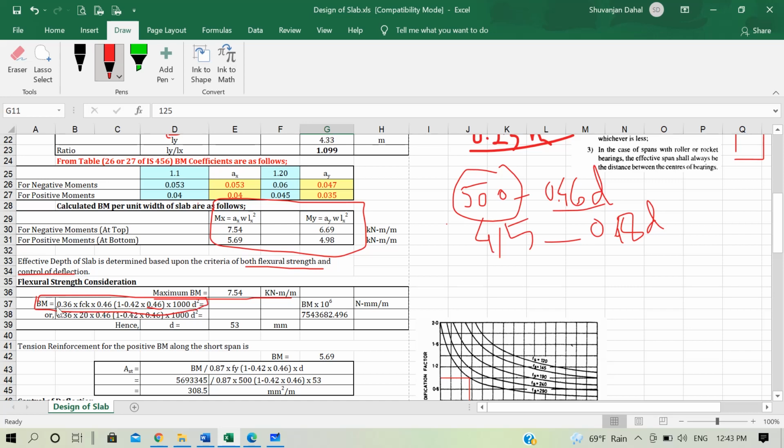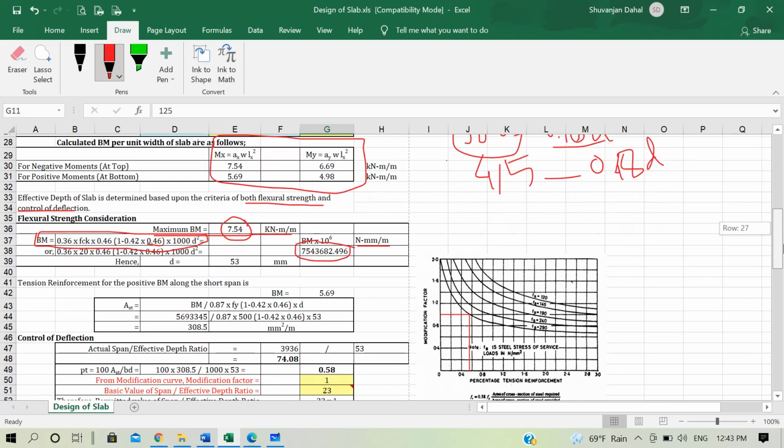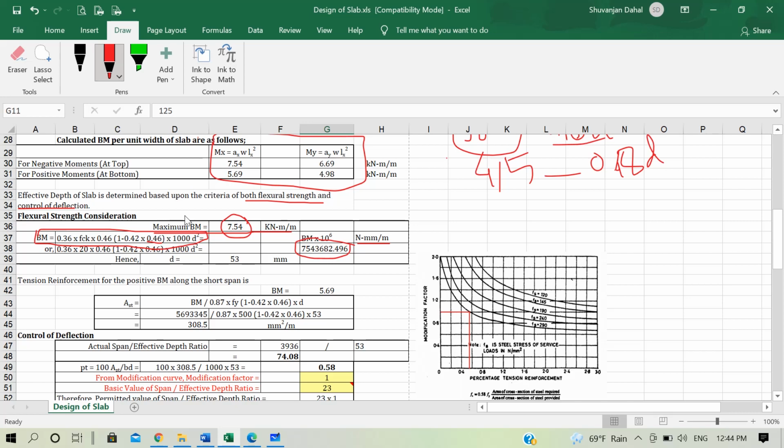In this formula we have all values, and we only have to find the value of d. Equate this equation with 7.54 kilonewton meter per meter. I changed this into Newton millimeter per meter, and this will be 7.54 into 10 to the power 6. This is equal to this equation. From this, perform the calculation, and we get the value of effective depth to be 53 millimeter. So from the maximum moment, we found the effective depth of the slab required.